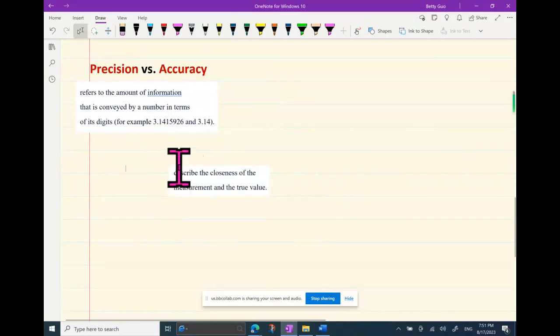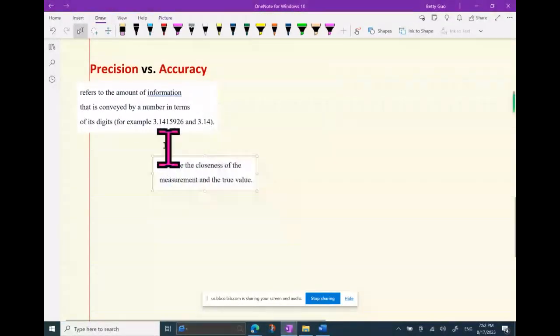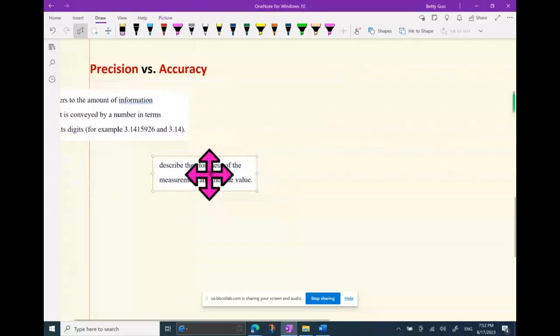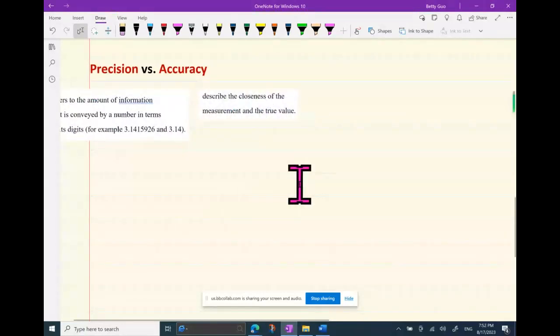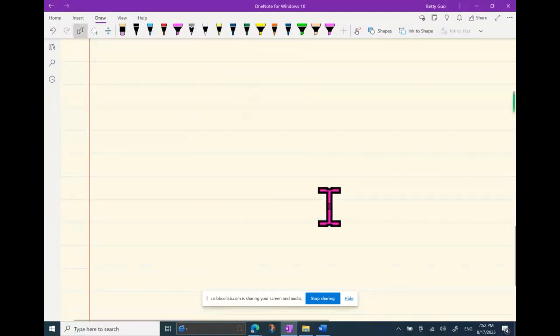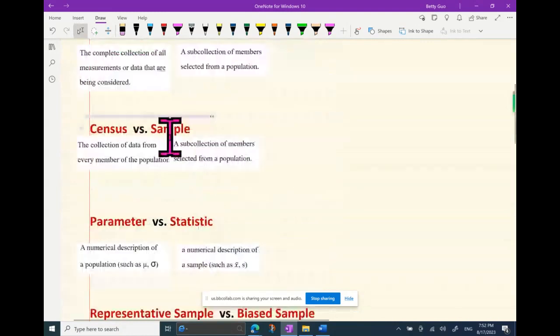Yeah, they are both accurate. It's just that the rounding is different. But the first one has more information, right? Because it has more digits. So this one, 3.1415926, is more precise compared with 3.14. But they are both accurate. And accuracy describes the closeness of your measurement or estimate and the true value of the variable. Very good. So this is the first section.